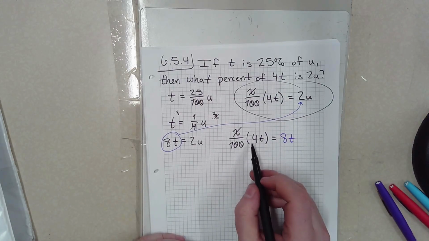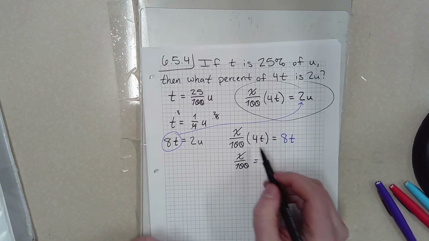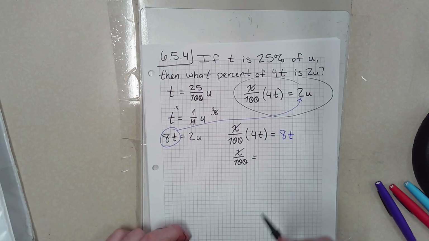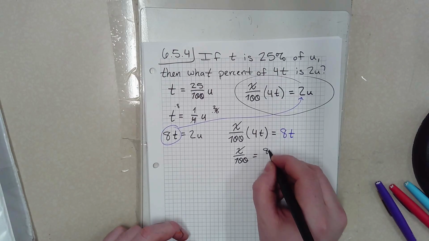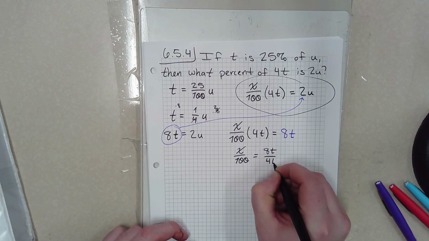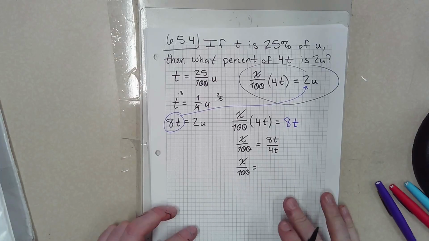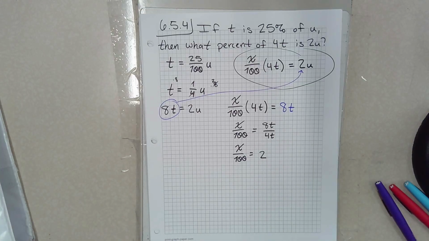Now, if we divide everything by 4t, dividing this by 4t becomes 1. So 1 times x over 100 is x over 100. Dividing this by 4t, well, I'll write it out, just in case you're weirded out by it. But basically what will happen is 8 divided by 4 is 2, and t divided by t divides out. So notice all of our variables went away. We were able to solve this.